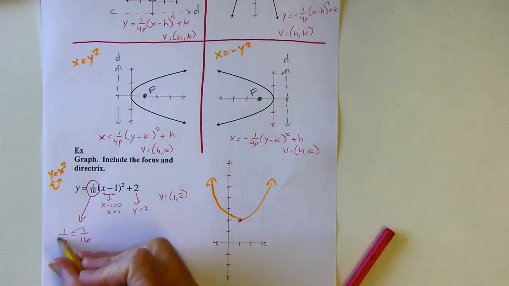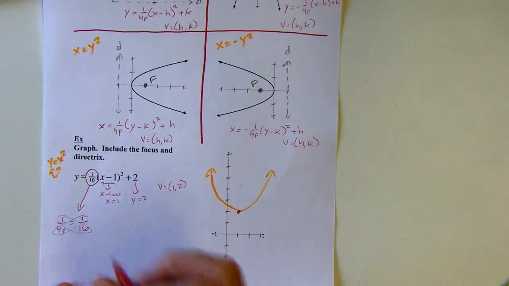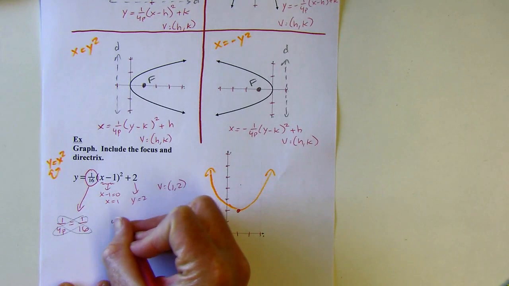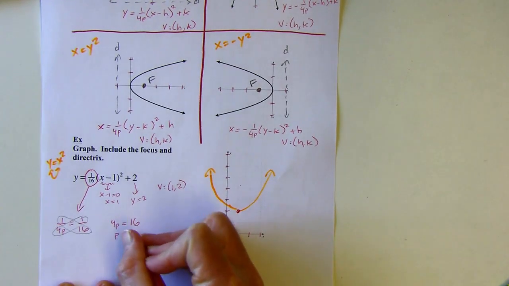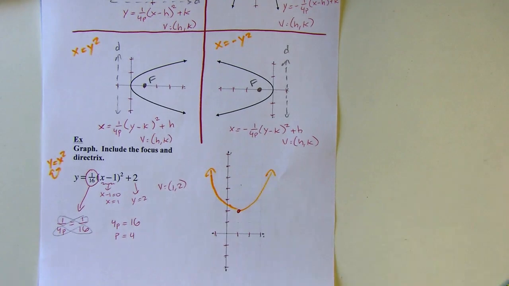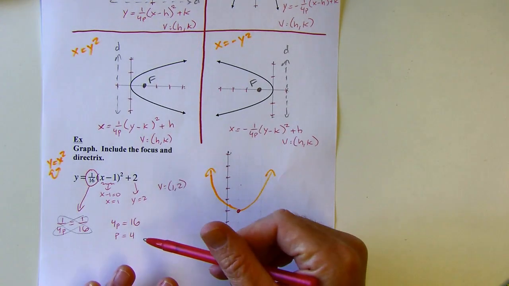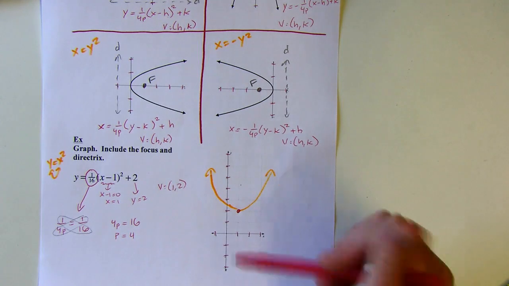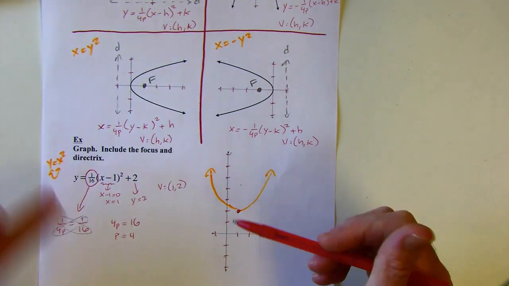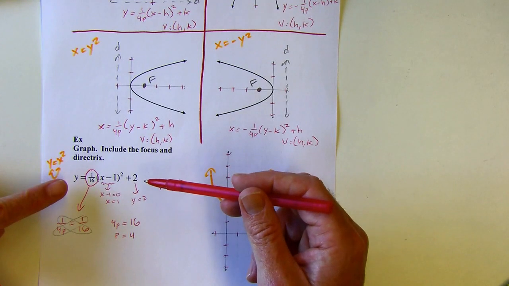So I'm going to cross multiply when I have two fractions that are equal, and then 4p equals 16, right? Divide by 4, and p equals 4, okay? Some teachers teach you that the p-value might come out negative, and that could tell you that it opens either downwards or to the left. But as long as you can look at the equation and know which way the parabola opens, you don't really need to worry about that.